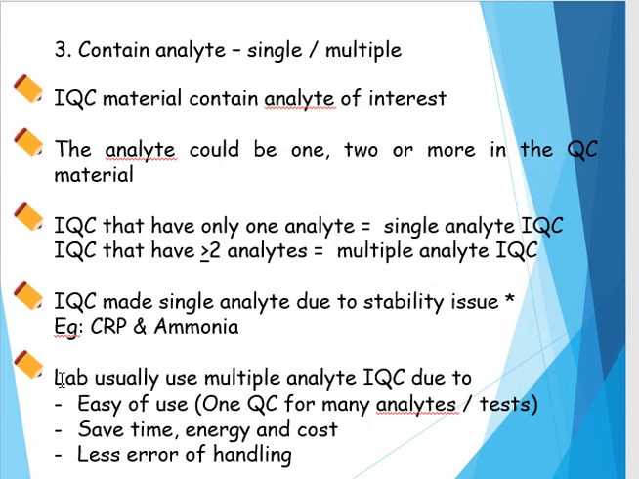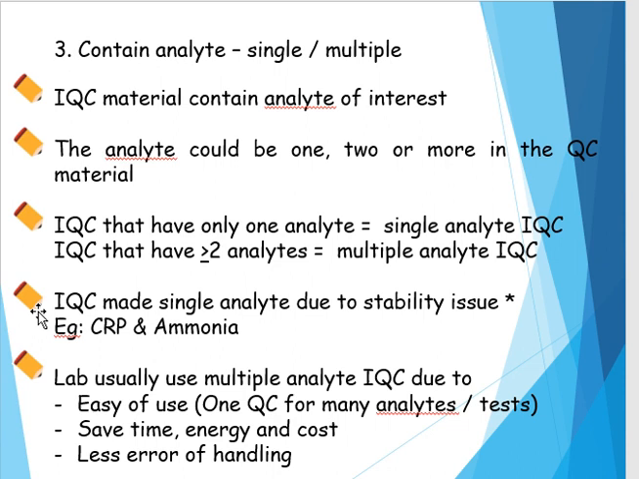Okay, another characteristic, it can contain analyte either single or multiple. So IQC material should contain the analyte of interest. If you want to use the QC for testing the RP test, then the QC material should contain sodium, potassium, urea and creatinine. The analytes in the QC could be 1, 2 or more. IQC that has only one analyte is called single analyte IQC. IQC that has two or more analytes is called multiple analyte IQC.